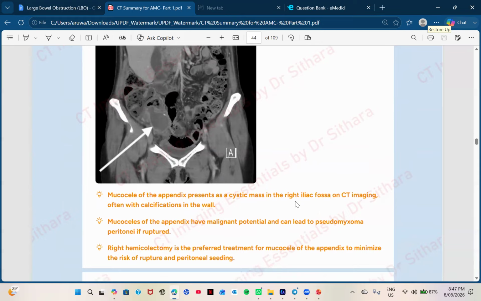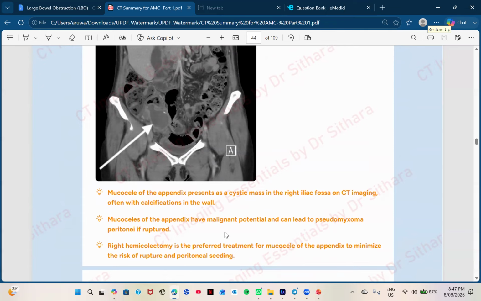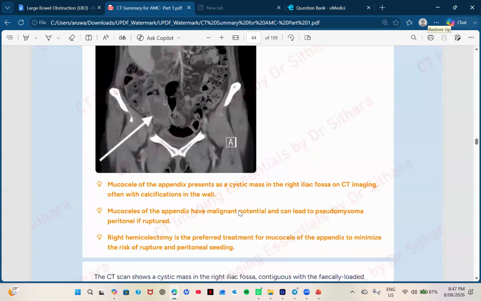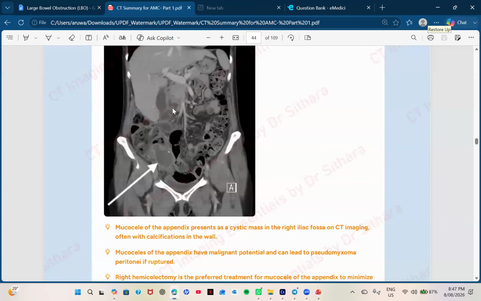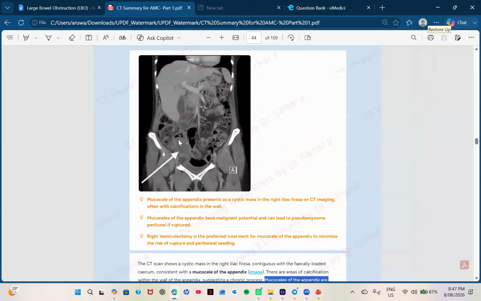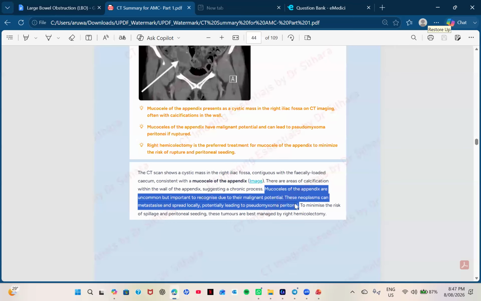It presents as a cystic mass in the right iliac fossa on ultrasound or CT imaging, often with calcification in the wall, right? Calcification in the wall. Mucocele of the appendix has malignant potential and can lead to pseudomyxoma peritonei if ruptured, right? Hemicolectomy is the preferred treatment for mucocele of the appendix to minimize the risk of rupture and peritoneal seeding, right? So very important, keep these points in your mind, okay?